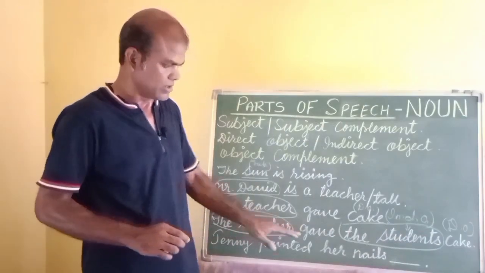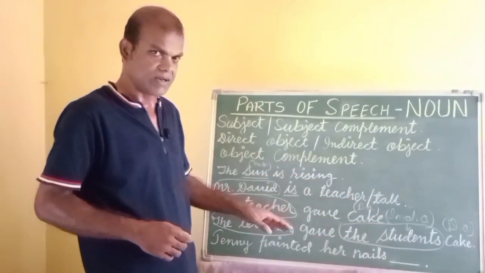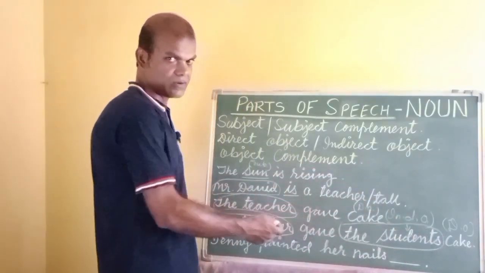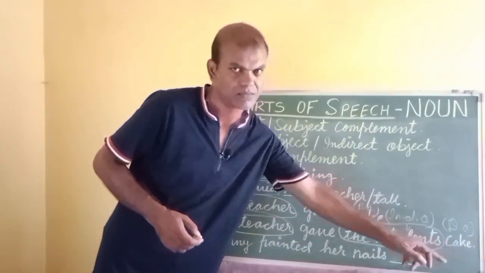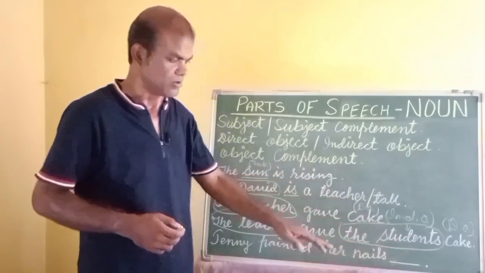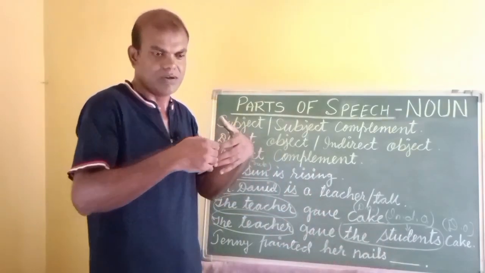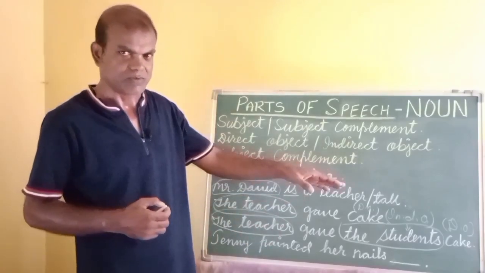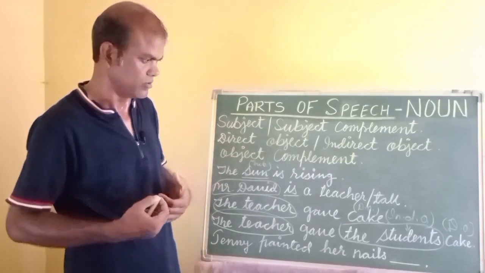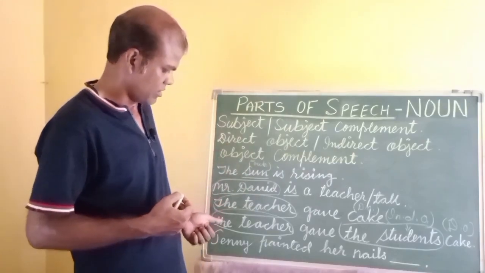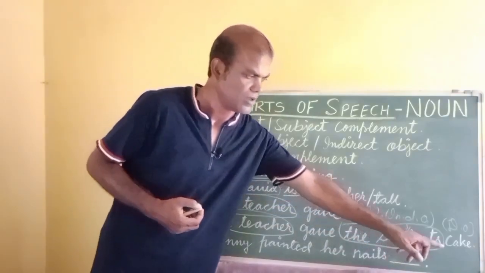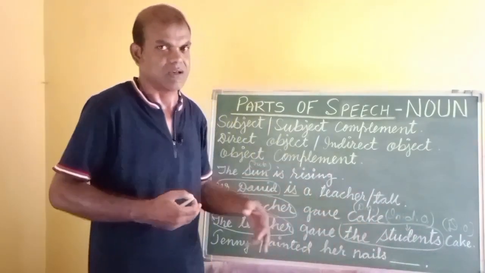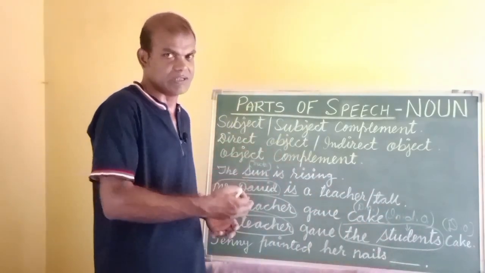Okay, the teacher gave the students cake. Now in this sentence we have the indirect object and the direct object. The teacher gave what? Cake. To whom? The students. So the indirect object answers the question for what or to whom. And the direct object answers the question what and who. Don't forget that. The teacher gave the students cake. The cake is the direct object which was given, and the students are the indirect object who received the direct object.